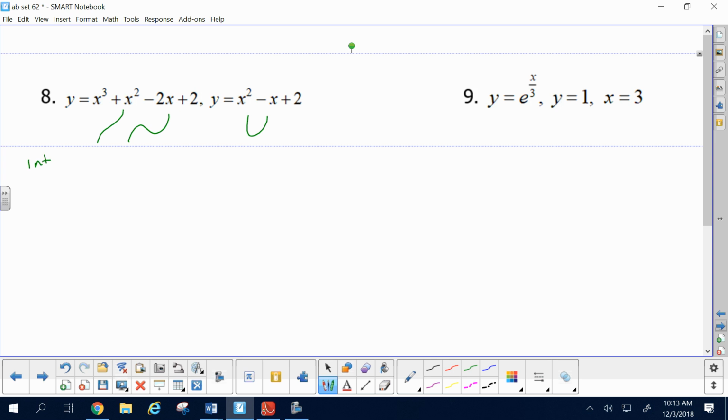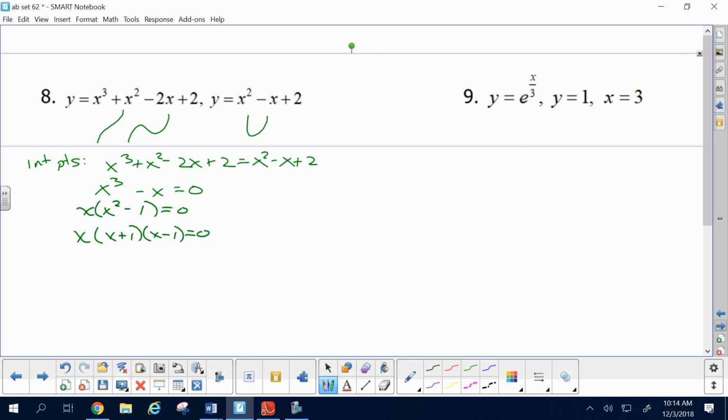So intersection points. X cubed plus x squared minus 2x plus 2 equals x squared minus x plus 2. If I combine like terms and get everything to one side, I get x cubed plus x equals 0... actually x cubed minus x equals 0. The x squareds drop out and the 2's drop out, okay? If I factor out a common factor, I have x times x squared minus 1 is 0. So x times x plus 1, x minus 1. The solutions are negative 1, 0, and 1. Yeah?